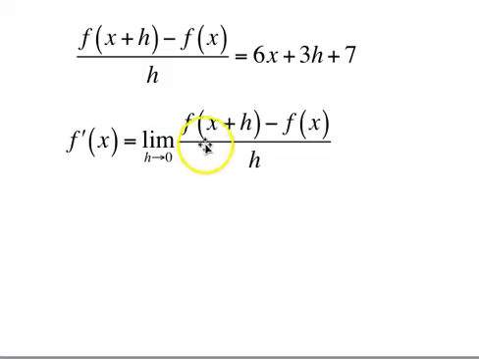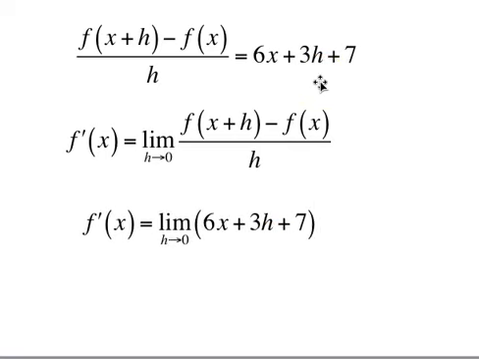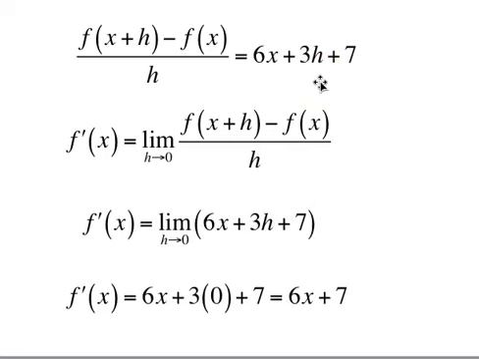F prime of x is the limit as h goes to 0 of that. So plug in a 0 for h, and we get 6x plus 3 times 0 plus 7, or our derivative function will be 6x plus 7.